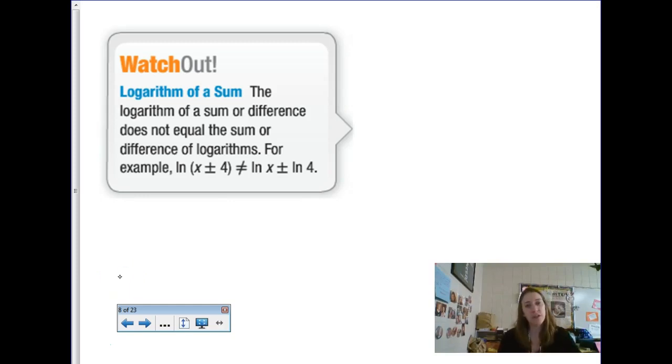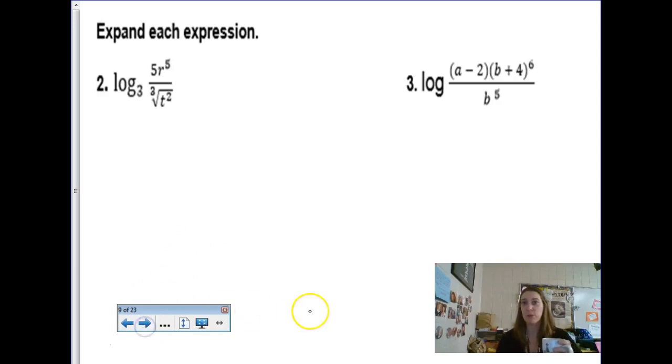The logarithm of a sum or difference does not equal the sum and difference of the logarithms themselves. So if within a logarithm you have an addition problem or a subtraction problem, it's not okay to separate them into 2 different logarithms that way. That's not the same thing. That's not how the property works. And that was kind of comparable to an exponent property that kids used to confuse, so keep that in mind.